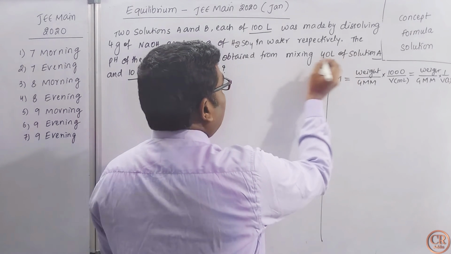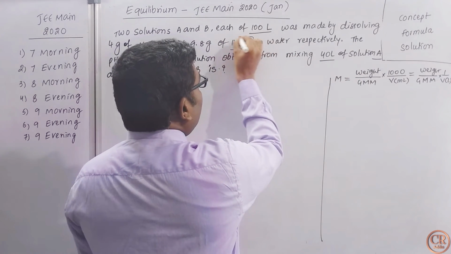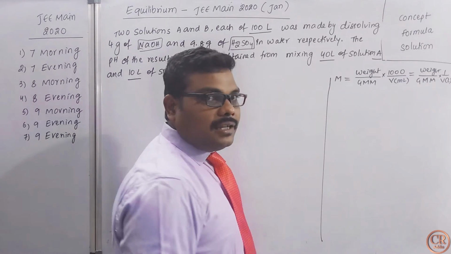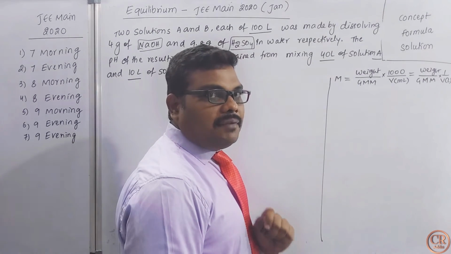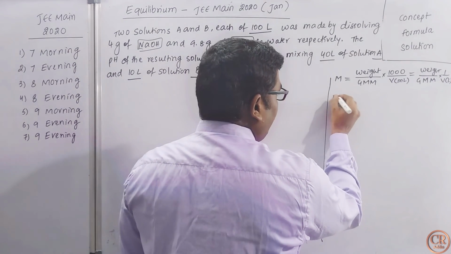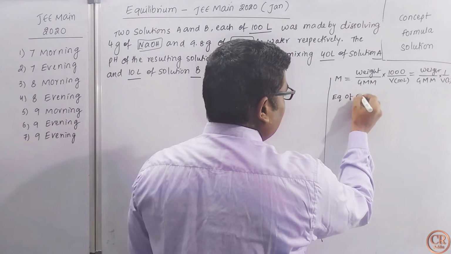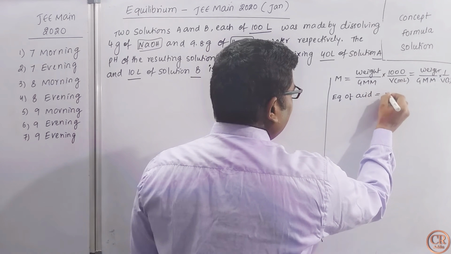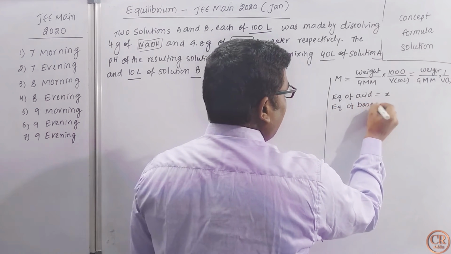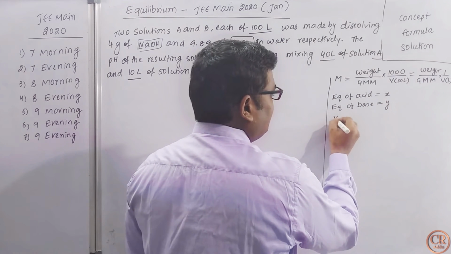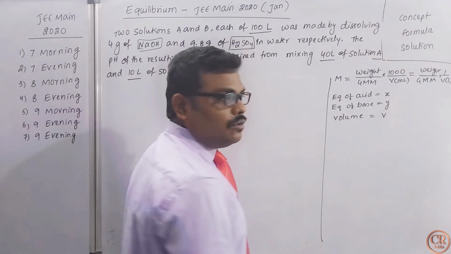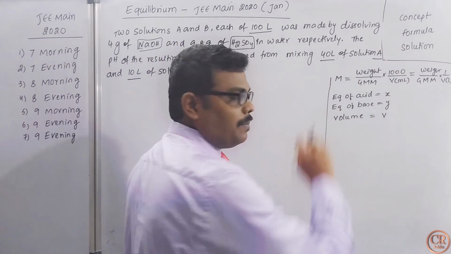But here n factor of H2SO4 acid is 2, n factor of NaOH base is 1. So in this case we have to take equivalence. Now if you take equivalence of acid as X, and equivalence of base as Y. Now let us take total volume of the mixture as V. Total volume of mixture is V.